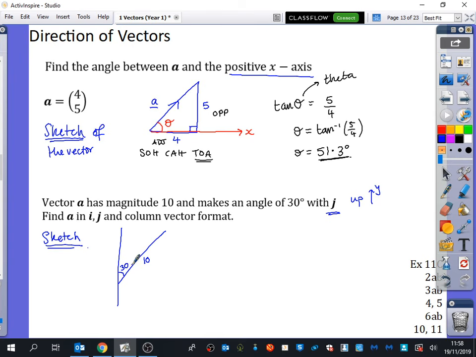I'm labeling that one 30 because it tells me it's making an angle of 30 degrees with J, which is the upward part. And we want to find out how much is this vector moving across, and how much is it moving up. That's what the question is actually asking for us to find out. How much is it moving across, how much is it moving up? I'm going to label those two things, X and Y.